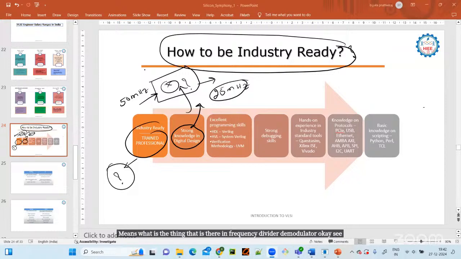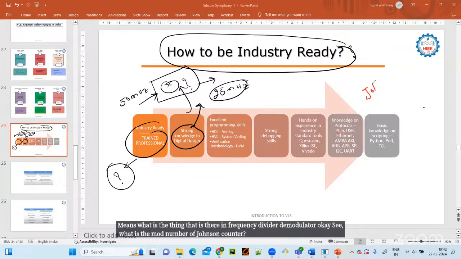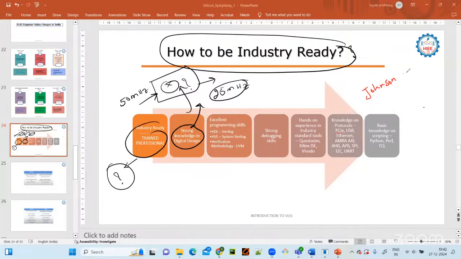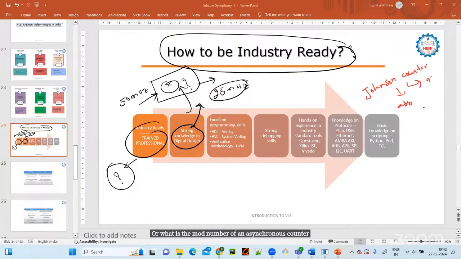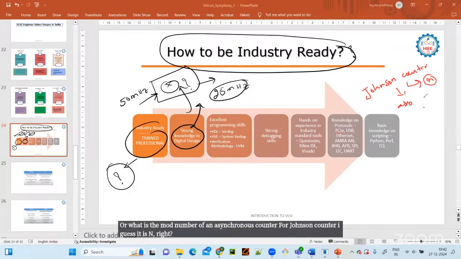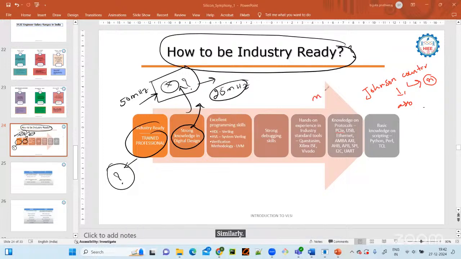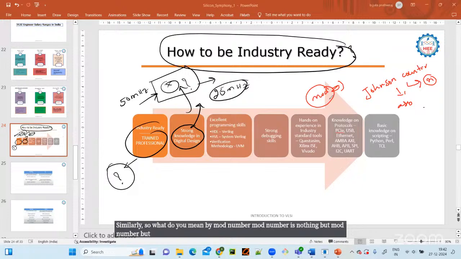See, what is the mod number of a Johnson counter? Or what is the mod number of an asynchronous counter? For a Johnson counter, I guess it is n, right? Similarly, what do you mean by mod number? Mod number is nothing but the different states a given counter can count through.